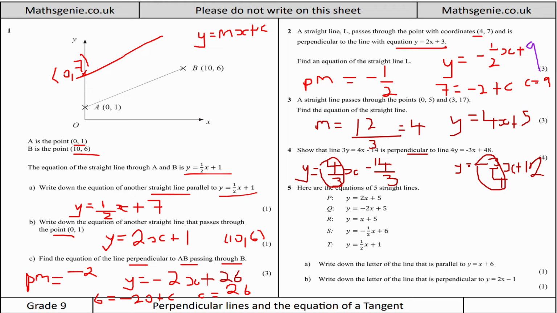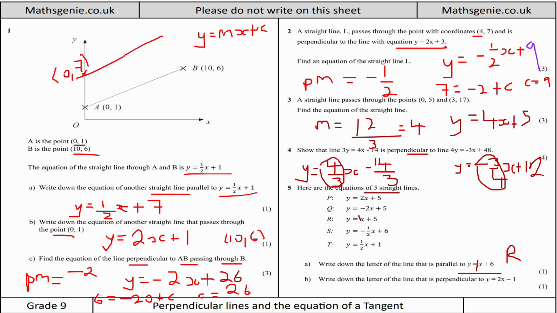Question number 5. Here are the equations of 5 straight lines. Part A. Write down the letter that is parallel to y equals x plus 6. The letter here is going to be R, because the coefficient of x here is equal to 1, the coefficient of x is also 1.